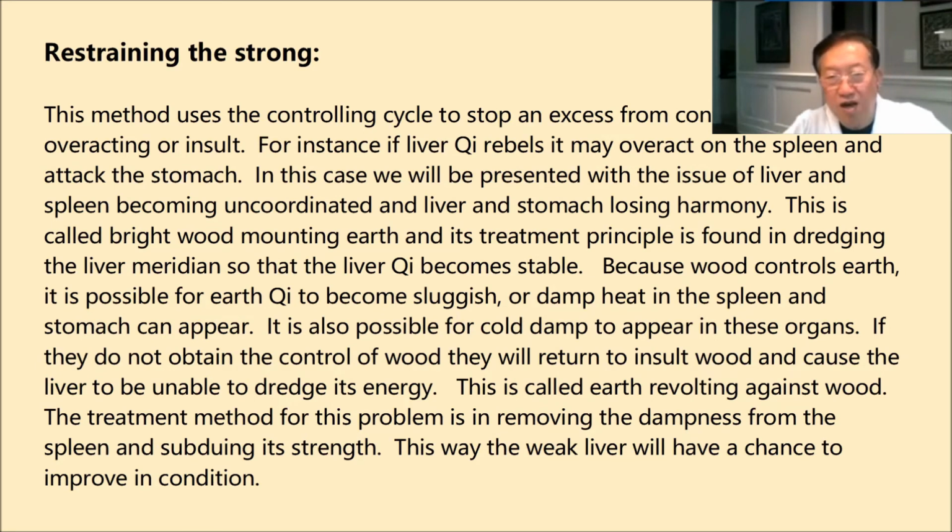Because wood controls earth, it's possible for earth qi to become sluggish or damp and cause heat in the spleen and stomach. It's also possible for cold damp to appear in these organs. If they do not obtain the control of wood, they will return to insult wood and cause liver to be unable to dredge its energy. This is called earth revolting against wood. The treatment method for this problem is in removing the dampness from the spleen and subduing its strength. This way, the weak liver can have a chance to improve its condition.